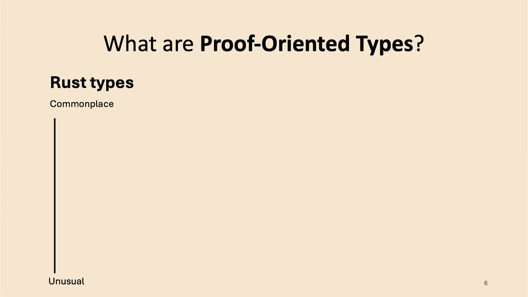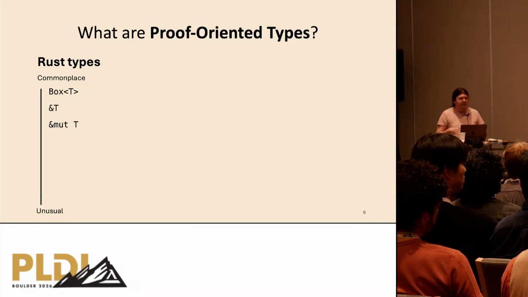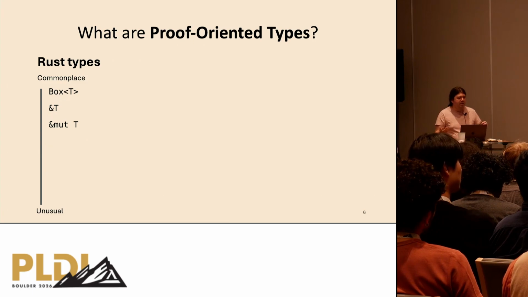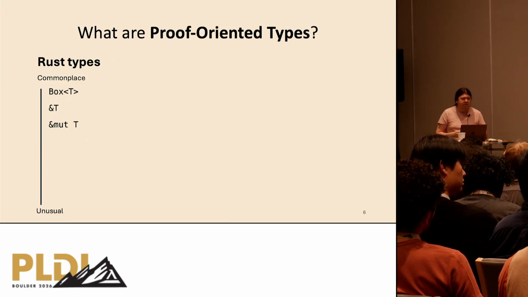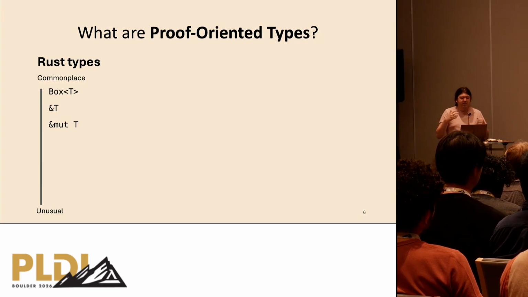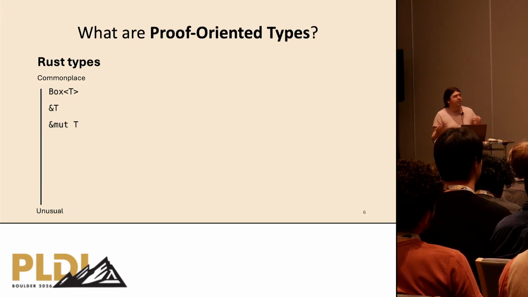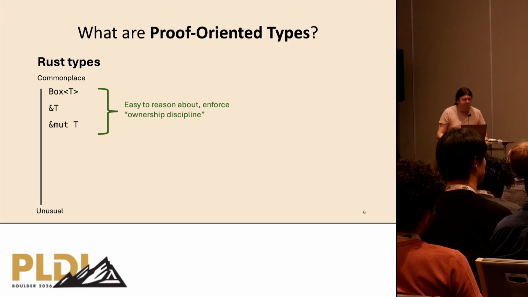To explain the proof-oriented types, I need to sort of orient you within the Rust type system in general. So within Rust, there's a spectrum of types from commonplace, easy-to-use types to harder, more unusual types. On the easier side of things, we have things like box, shared references, and mutable references, which generally enforce a fairly clean ownership discipline that makes things easy to reason about.